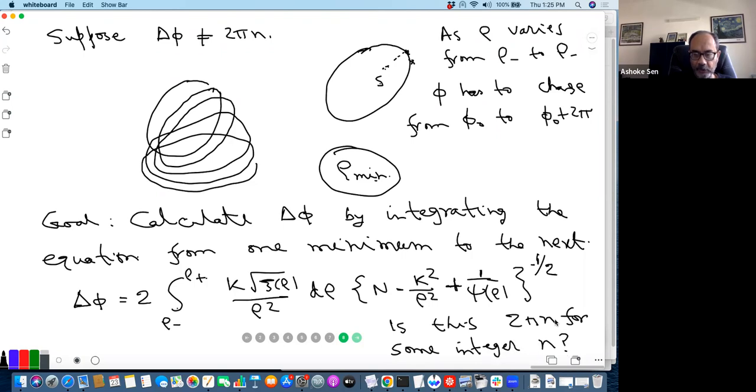And again, we will see that in the Newtonian limit, indeed, it's 2 pi, but the correction due to general relativity makes it not an integer multiple of 2 pi.